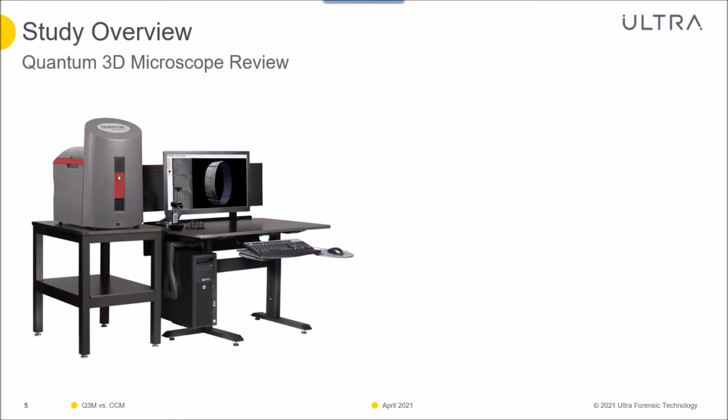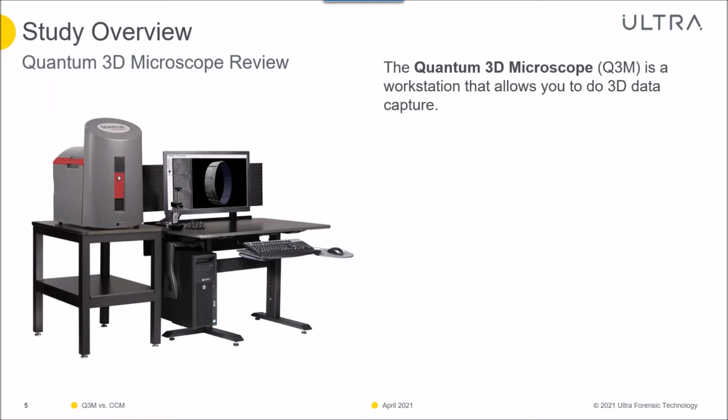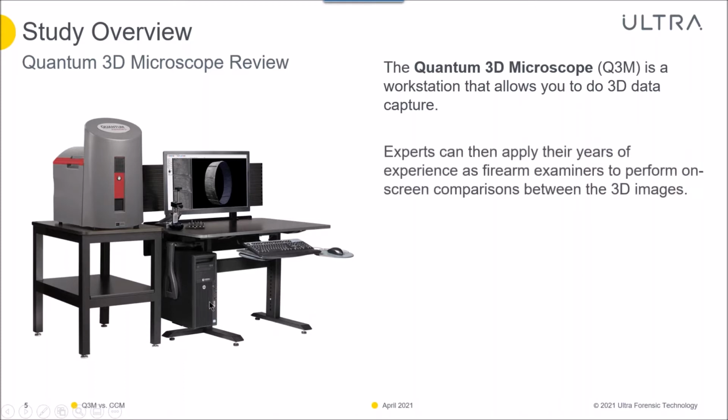So the quantum 3D microscope is a workstation that allows you to do 3D data capture. So your items can go into the workstation here and get imaged, and then you are able to work with them in high resolution 3D here and perform comparisons. Everything is stored locally on the computer at the workstation itself.